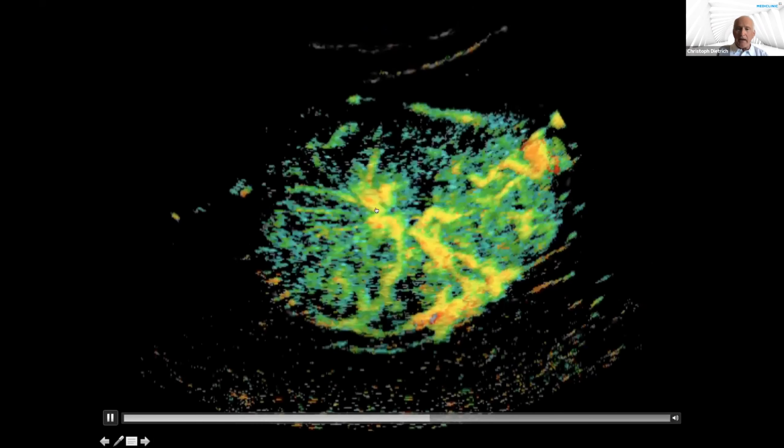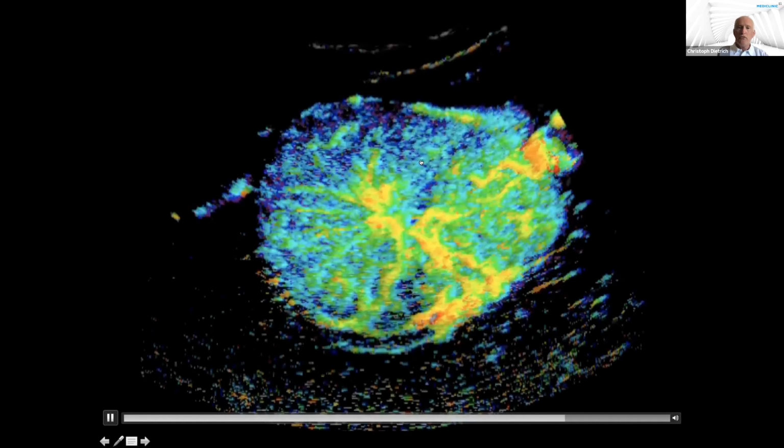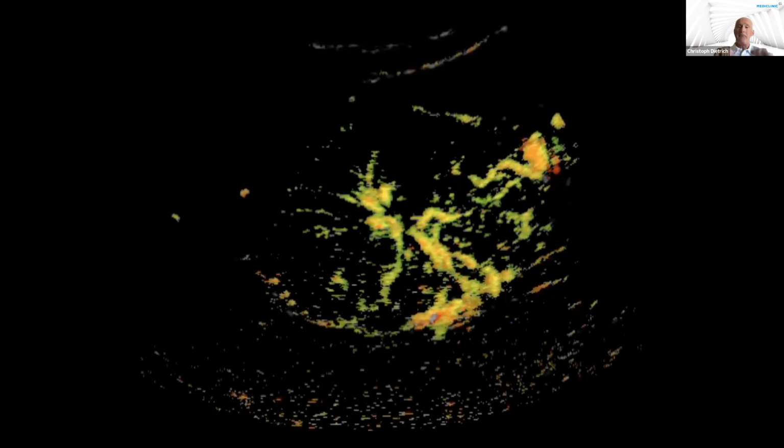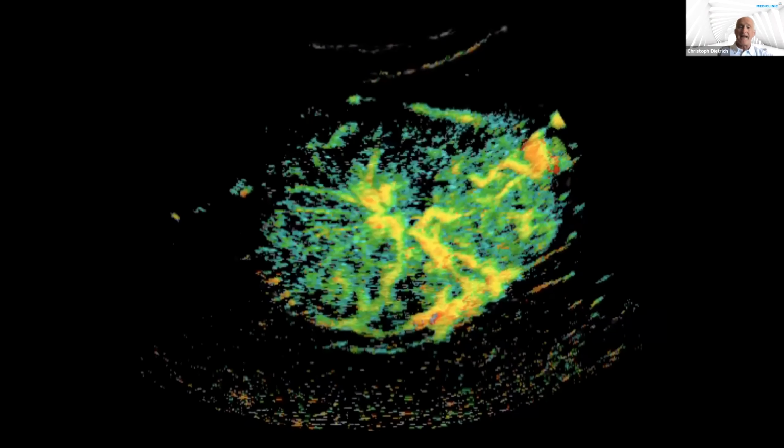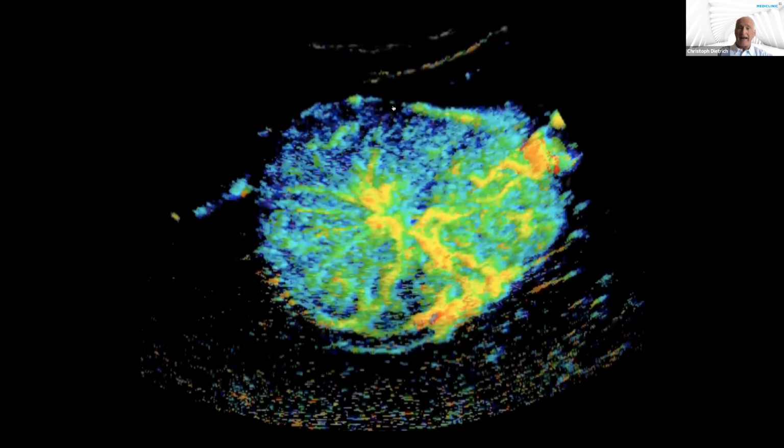We can inject and have the timeline in our image: yellow, green, blue, lilac. Therefore we can see the parametric enhancement pattern, the time intensity curve analysis, quite nicely in one image.